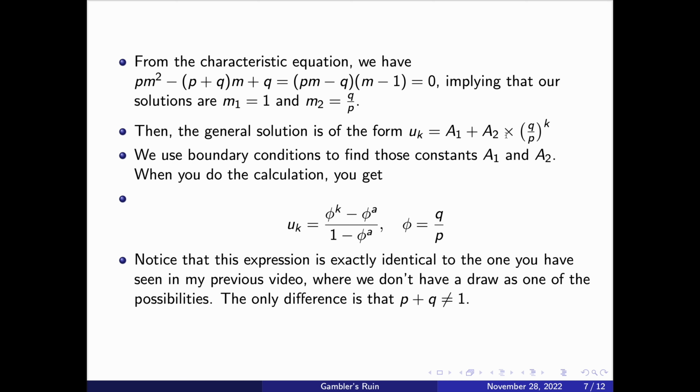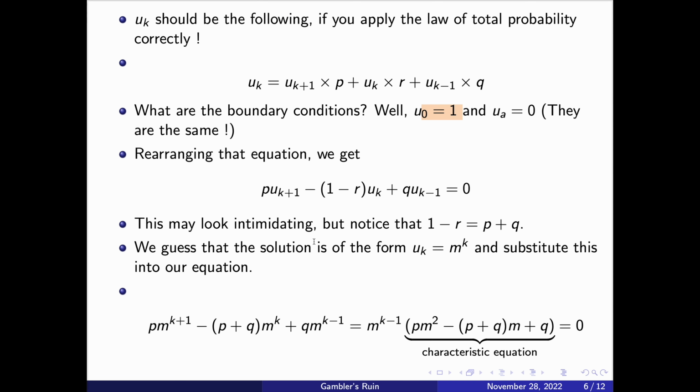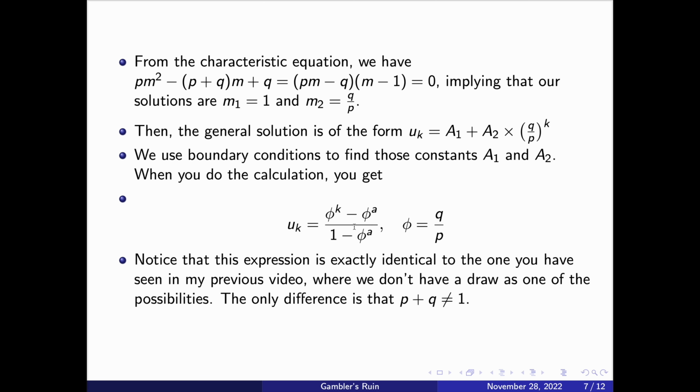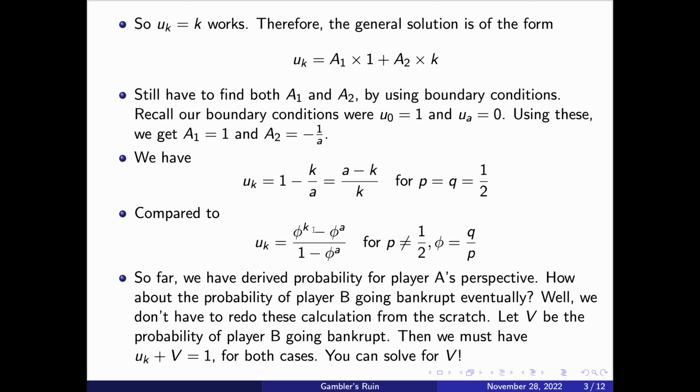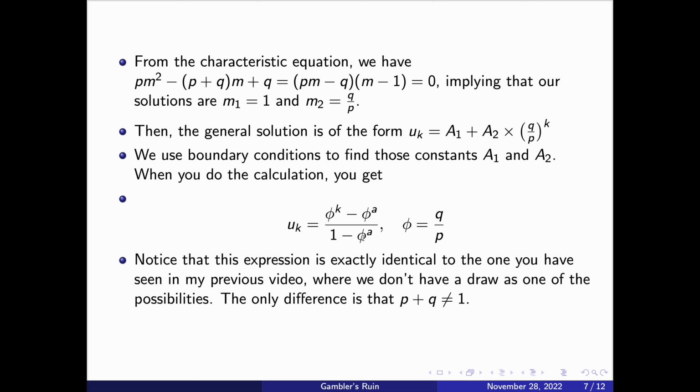And when you do the calculation, you get something like this. And this is exactly the same as this one, right? So the only difference is that here p plus q is not equal to 1. For this one, p plus q is equal to 1, but here we do not have that case. So that's the only difference, but we still get the same expression. I find it very interesting.